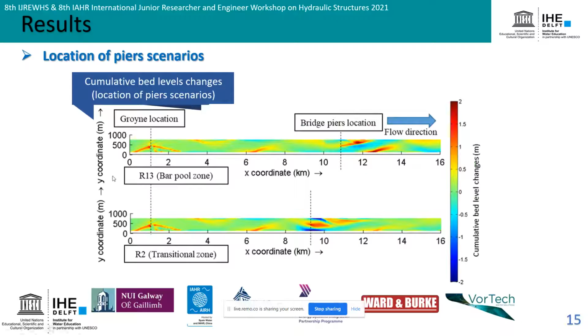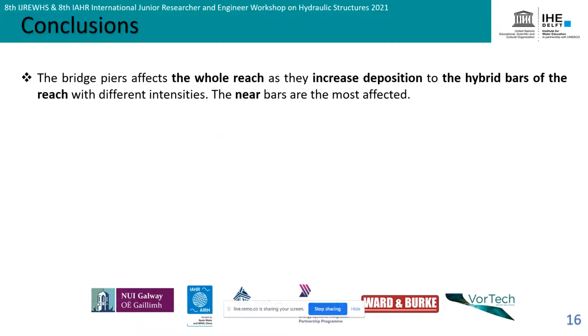Here are the cumulative bed level changes for the two scenarios. From these scenarios we can also see the impact of the bridge piers along the whole reach, as there was deposition in the vicinity of the bridge piers and also along the whole reach, and that's for the two simulations. What we concluded from this is that the bridge piers affect the whole reach as they increase deposition to the hybrid alternate bars of the reach with different intensities.